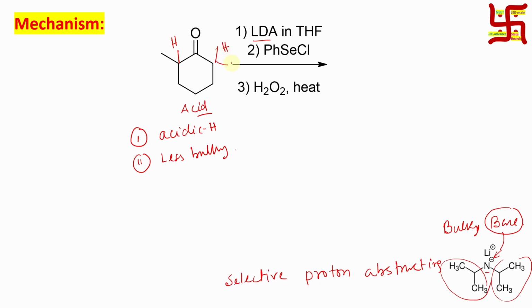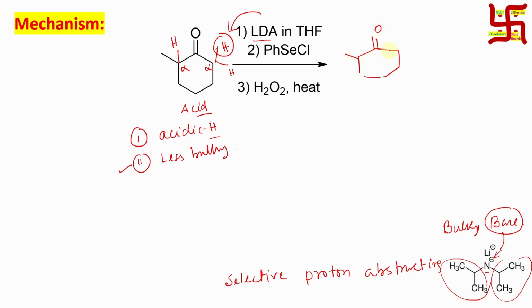Logically, two options are there, from here and here. Why am I selecting this? These two positions are alpha with respect to the carbonyl, and we know the carbanion produced at the alpha position is resonance stabilized by the carbonyl group. That's why this proton's acidity is significantly higher. Now the second point, less bulky: obviously this proton is less bulky. That's why the base LDA abstracts this proton and generates this carbanion.